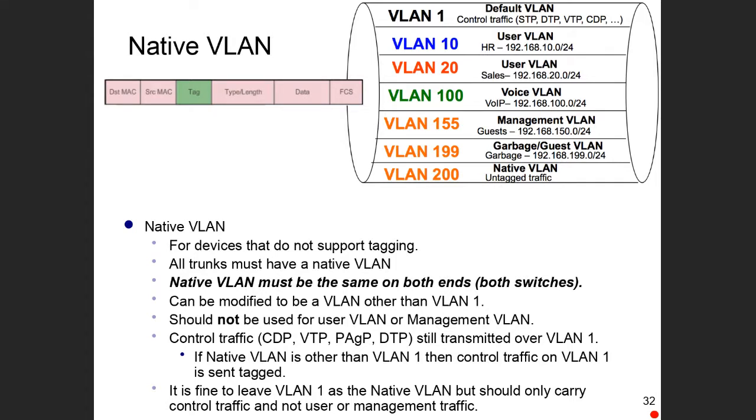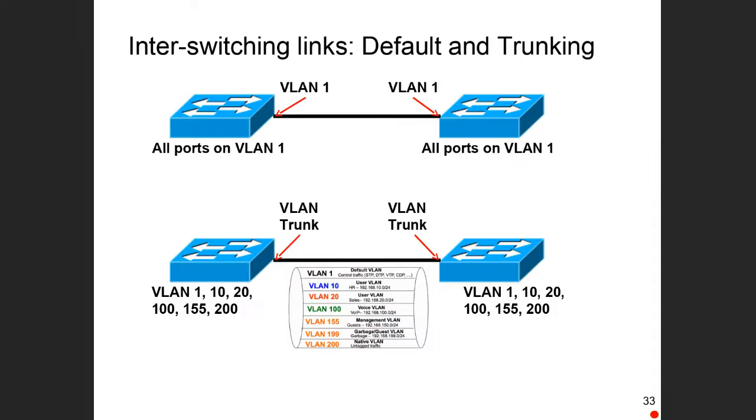So we're going to change it to some VLAN other than VLAN 1. Control traffic, like Cisco Discovery Protocol, is always still going to be over VLAN 1. So by default, on a switch that has not been configured, all 26 ports are assigned to VLAN 1 on both switches. I'm going to plug the two switches together with an Ethernet cable. The light's going to light up. It's also VLAN 1.